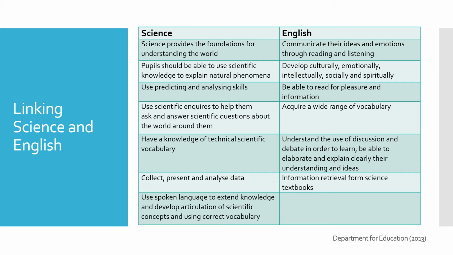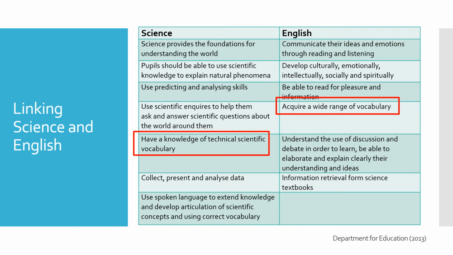This table shows the skills and knowledge that the science and English primary curriculum aims to achieve. This spans across Key Stages 1 and 2. As you can see, there are many skills that are linked. For example, in English, children are to acquire a wide range of vocabulary by the time they leave school. This could be achieved through the knowledge of technical, scientific vocabulary that comes from science teaching and inquiry.